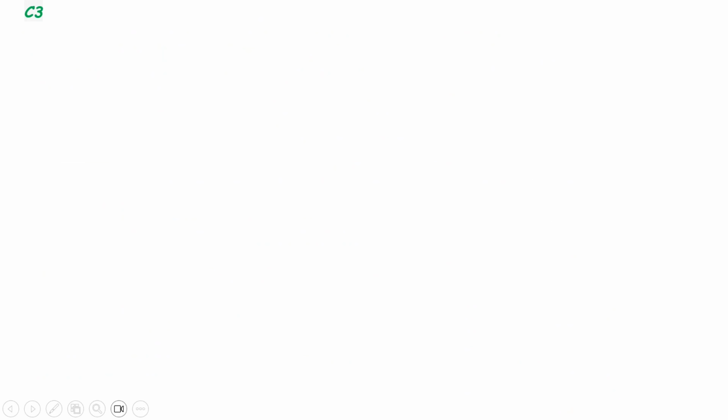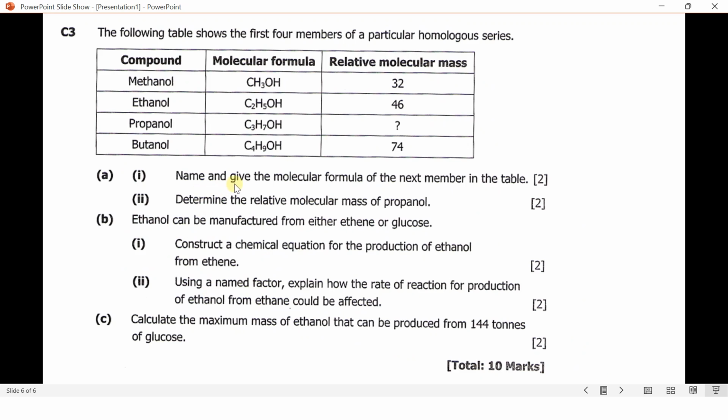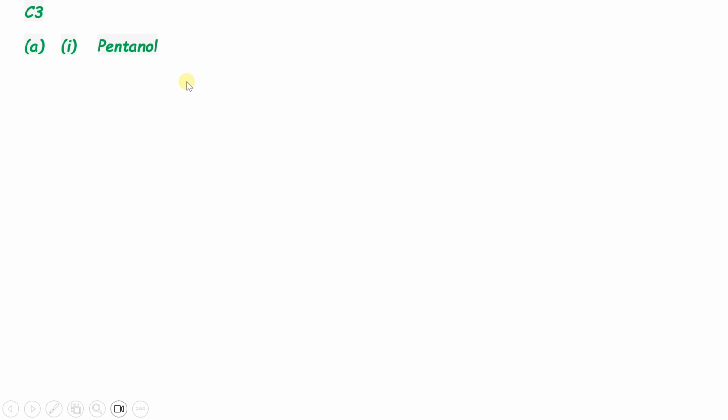So here we are. Part 1, we are told to name and give the molecular formula of the next member in the table. So the next member is pentanol. I'm going to say the next member is pentanol. Now for us to know the formula, we need to know the general formula for alcohols. So this is the general formula of alcohol. Pentanol has carbon atoms equal to 5. So the molecular formula of pentanol will be this. How do we get it?